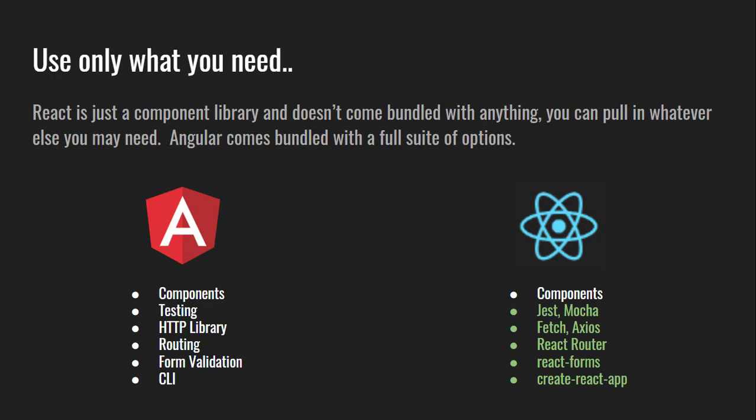So Angular comes with this: components, testing, HTTP library, routing, form validation, and the CLI built in. So the CLI is the command line interface, and it's all built in there by itself, right? So React comes with just components. That's it. That's all. If you want to do testing, you can choose between Jest and Mocha or Enzyme or whatnot. If you want to do HTTP requests, you can use Fetch. You can use Axios. It's up to you. React Router is the most popular one. Forms, there's Formik, React Forms. There's all these different ones out there. And the CLI, you have to install something called Create React App.